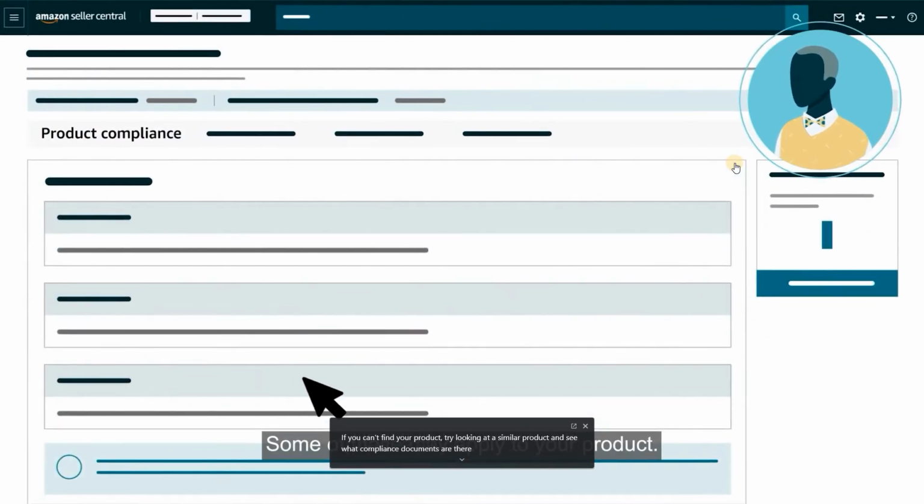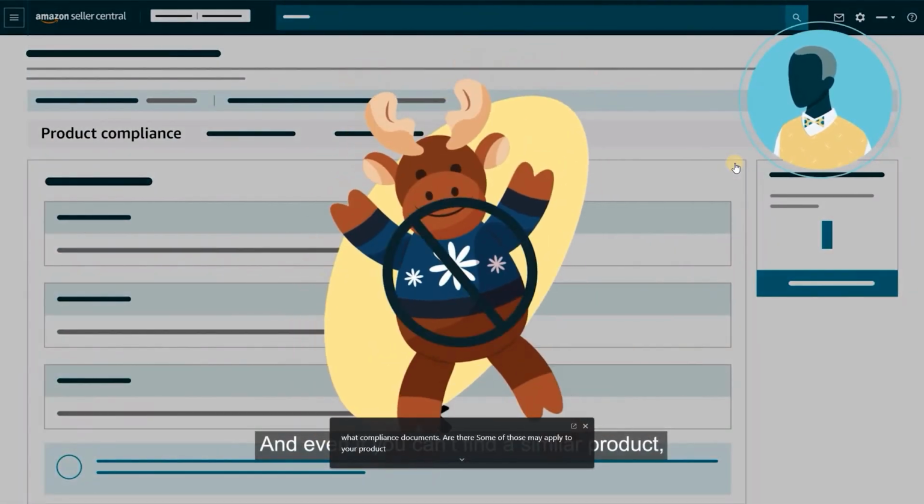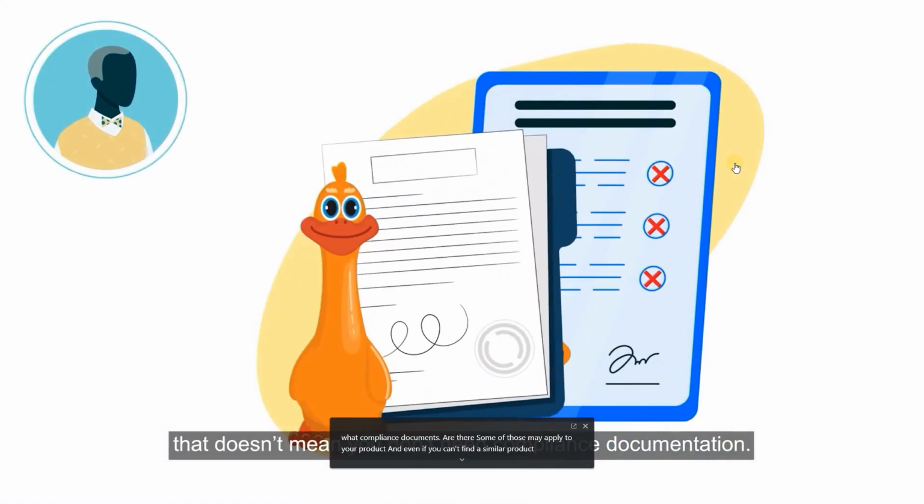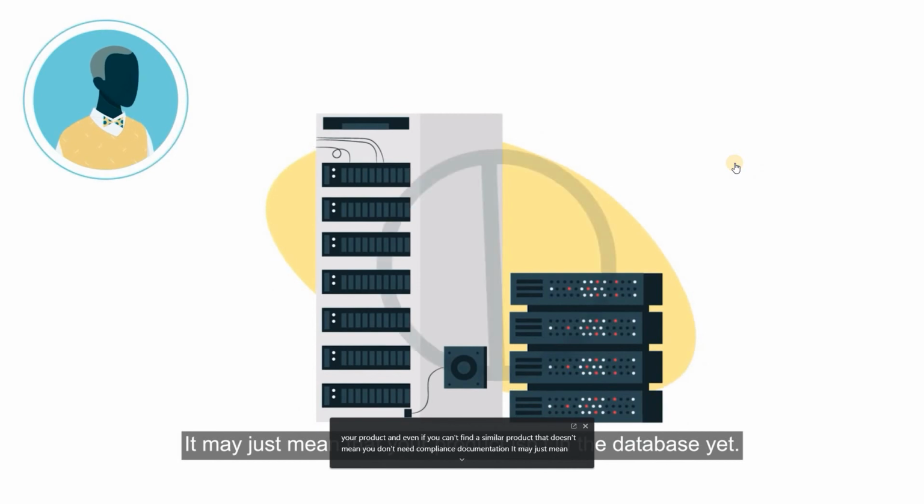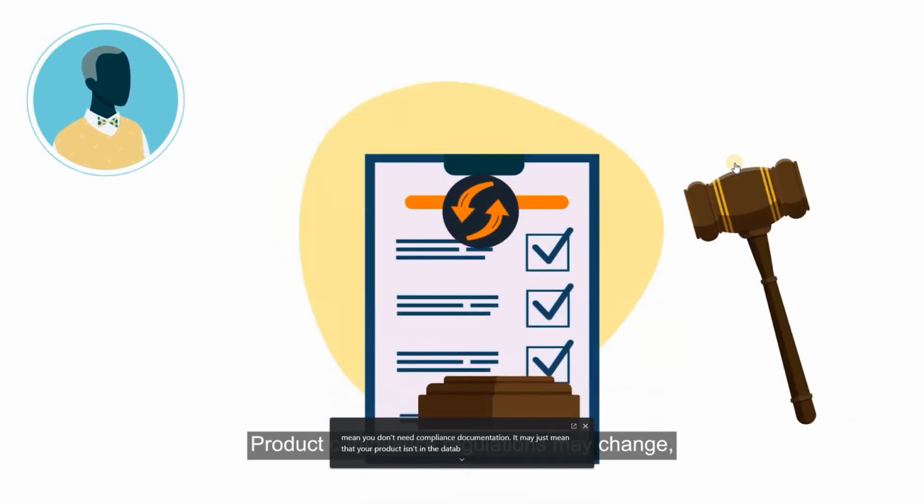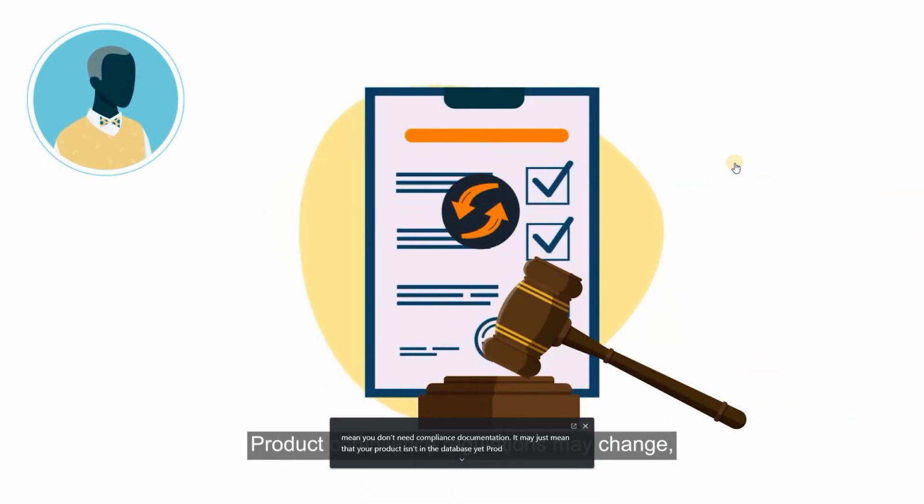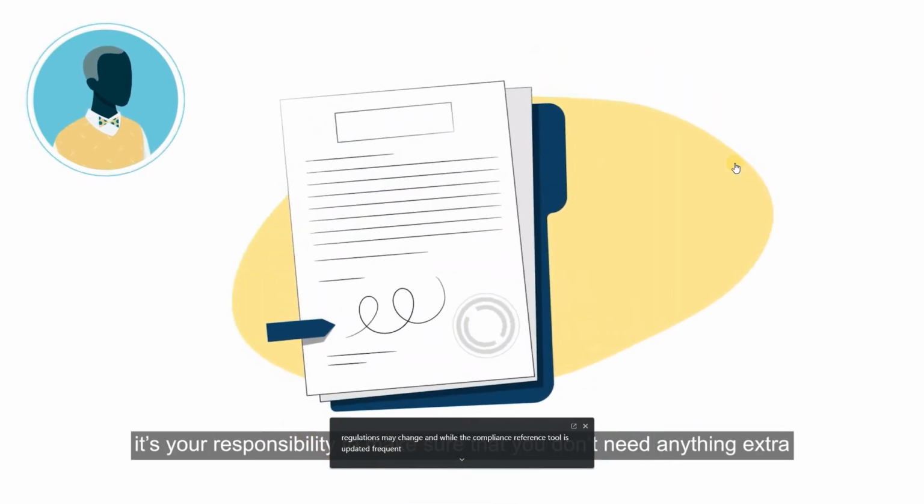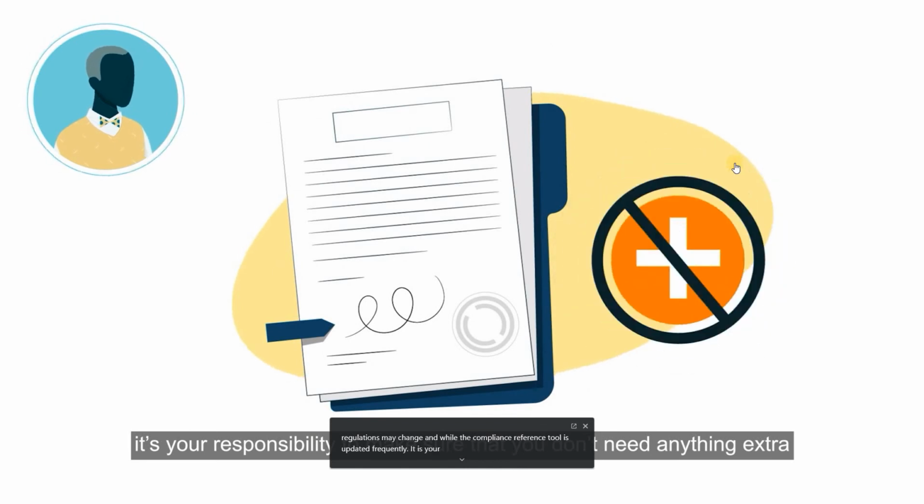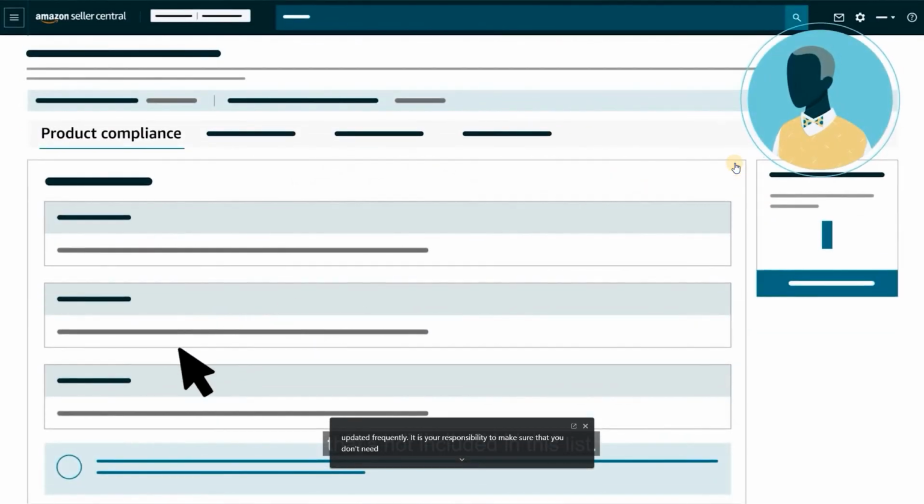Some of those may apply to your product. And even if you can't find a similar product, that doesn't mean you don't need compliance documentation. It may just mean that your product isn't in the database yet. Product compliance regulations may change, and while the compliance reference tool is updated frequently, it is your responsibility to make sure that you don't need anything extra that's not included in this list.